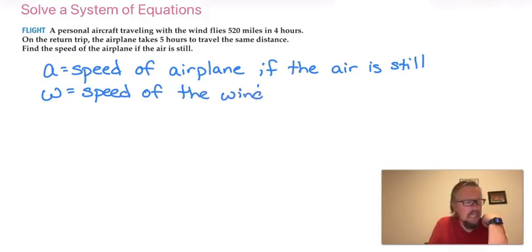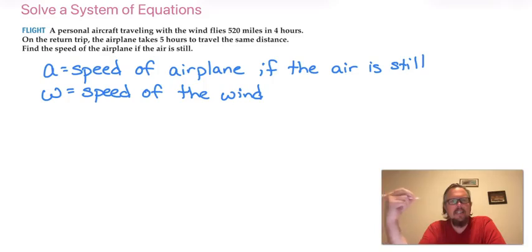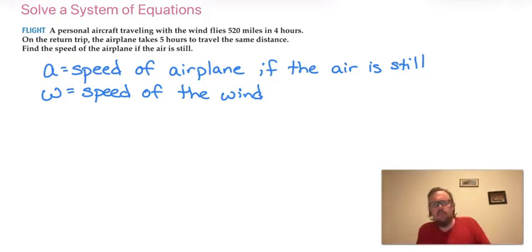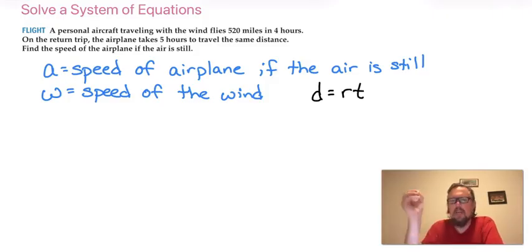Now, the thing that remains constant is that the airplane is going 520 miles in both cases. So when it travels with the wind, meaning the wind is making the plane go faster, it goes 520 miles in 4 hours. And what we need to remember is our formula for distance, which is rate multiplied by time. The speed of the plane multiplied by the time is going to tell us the distance. Well, the problem says the distance is 520 miles.